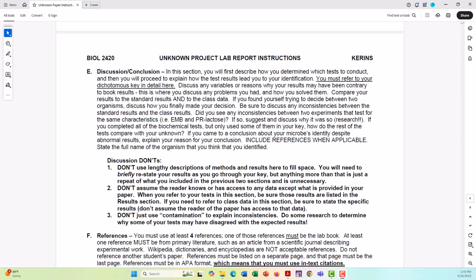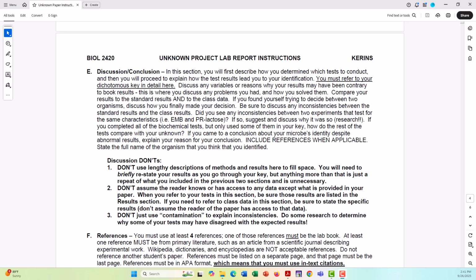And then finally, going back to how do you explain inconsistencies, don't just fall back on the old, it must have been contamination or user error. That's an easy way out. I want you to make a legitimate effort to look up why there could be some inconsistencies in your results. It's possible you might not find any documentation about that, but you could state that in the paper.